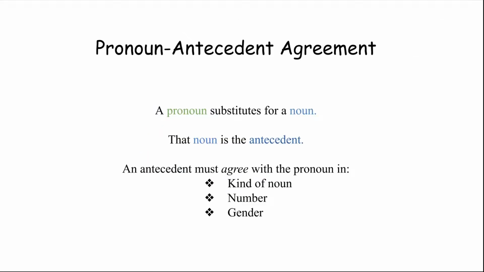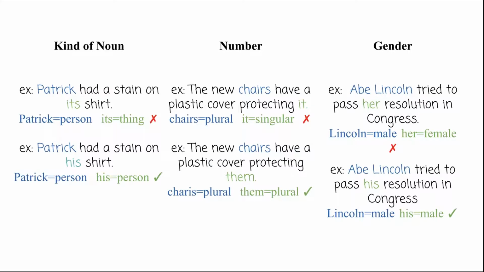Okay, so now we're going to talk about pronoun antecedent agreement. And just as a refresher, remember that a pronoun substitutes or takes the place of a noun, and that noun that is being taken the place of is the antecedent. So an antecedent must agree with the pronoun in the kind of noun, the number, and the gender, and we'll see some examples because that's kind of wordy to think of it that way. Okay, so just like Hayden said, pronoun and antecedent have to agree in 3 things, so we're going to go through each of them right now.